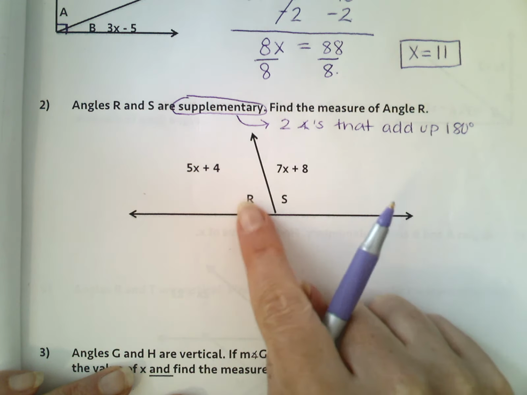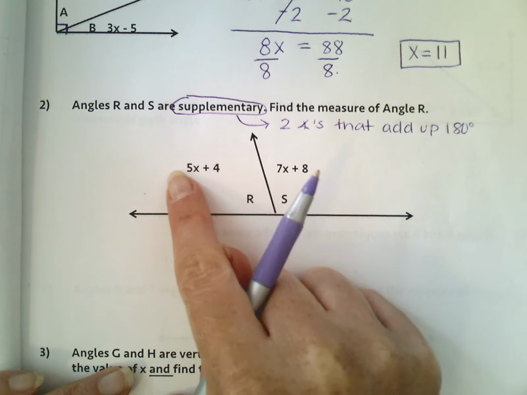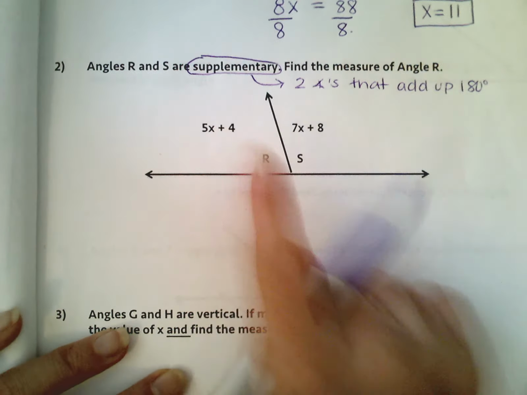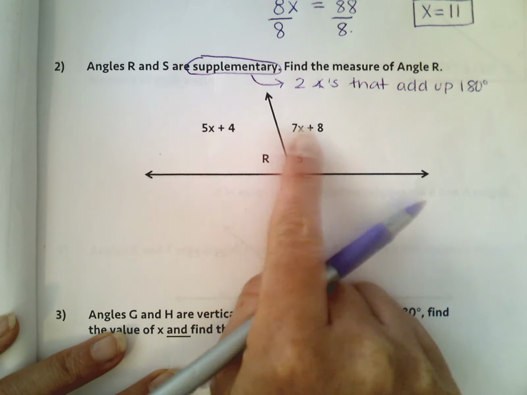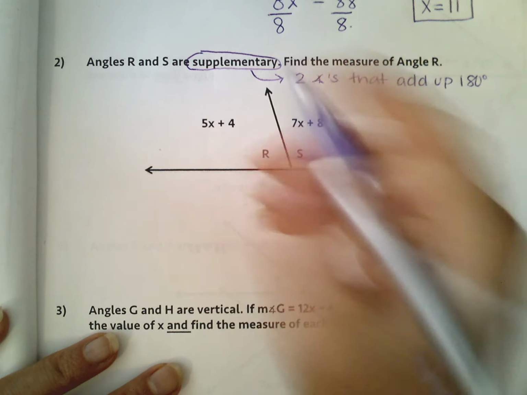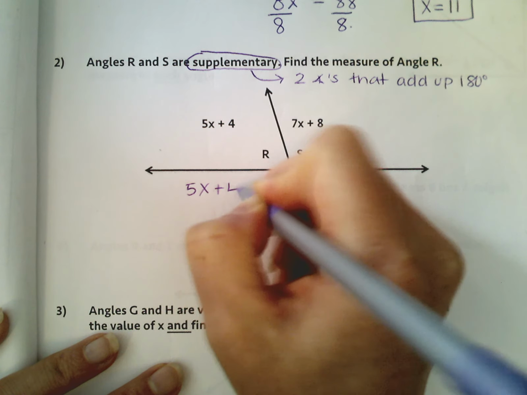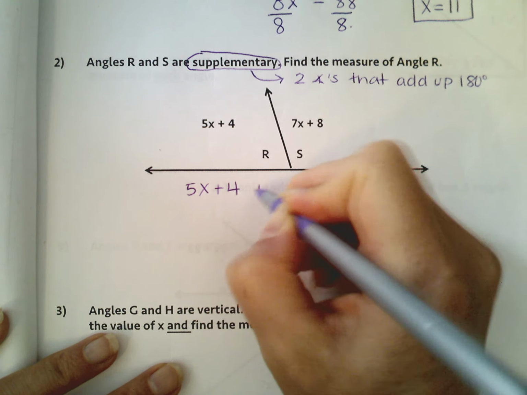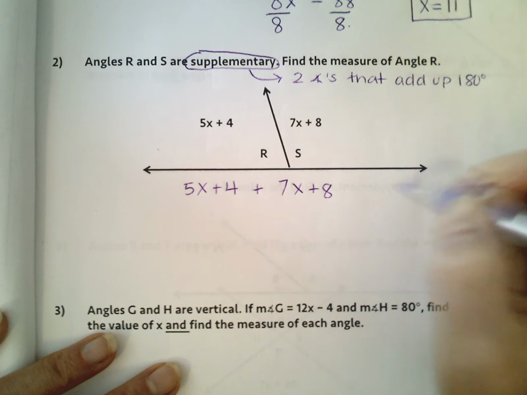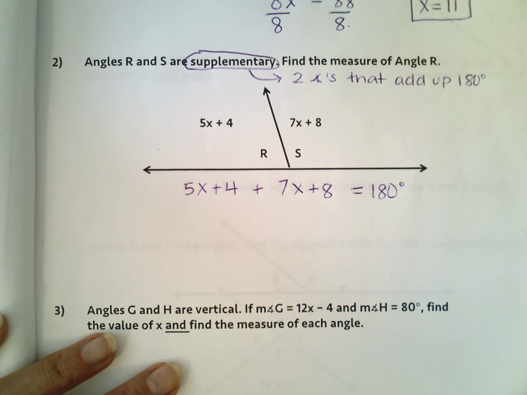So first, before we find what R is, in order to find angle R, we need to know what x is. So we need to solve for x. We know we can set this up, that these are supplementary. So these are two angles. I'm going to add these two angles, angle R plus the expression for angle S, and set them equal to 180 degrees.